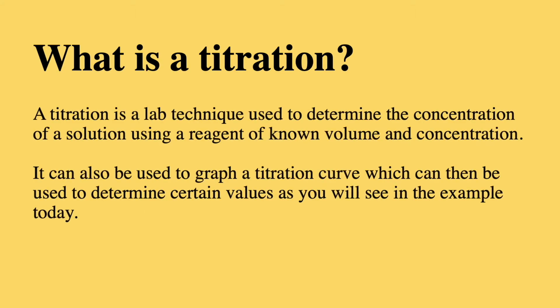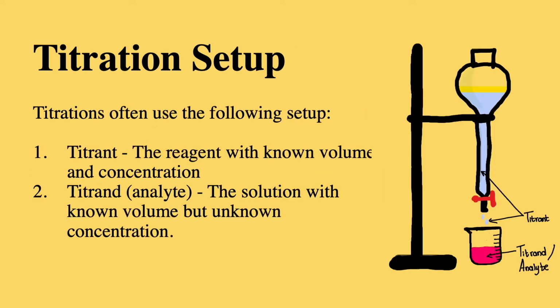What is a titration? A titration is a lab technique used to determine the concentration of a solution with the reagent of known volume and concentration. It can also be used to graph a titration curve, which can then be used to determine specific values, as you will see in today's example. Titrations often use the following setup.